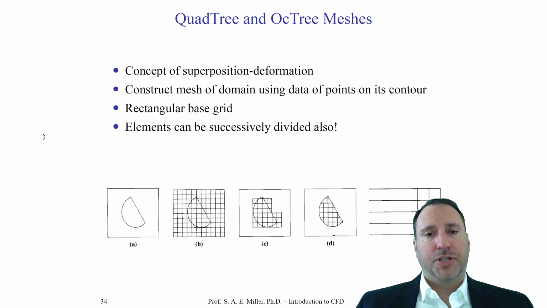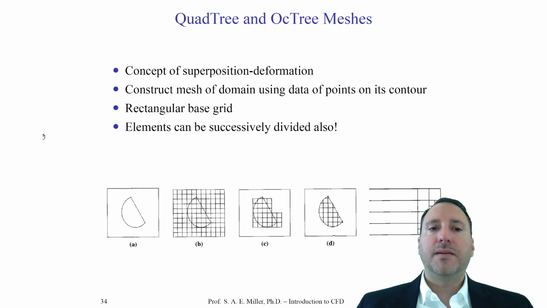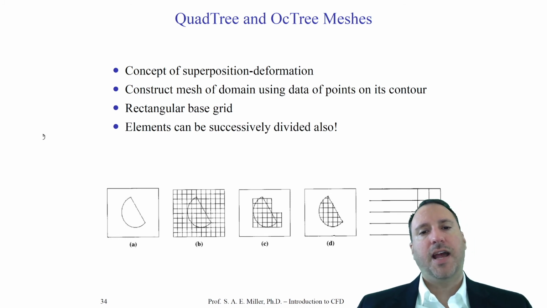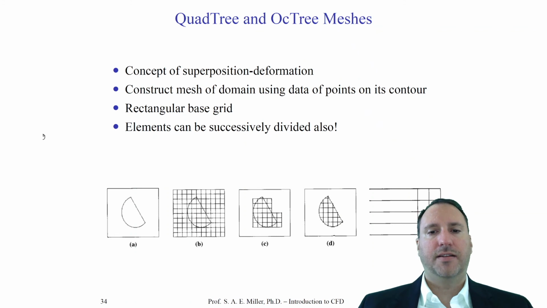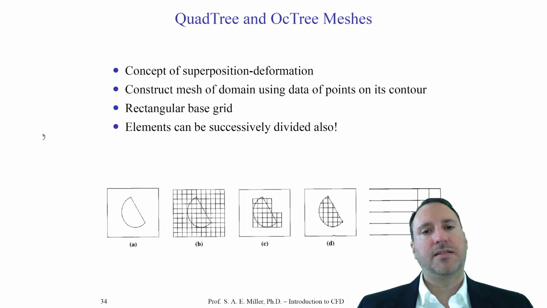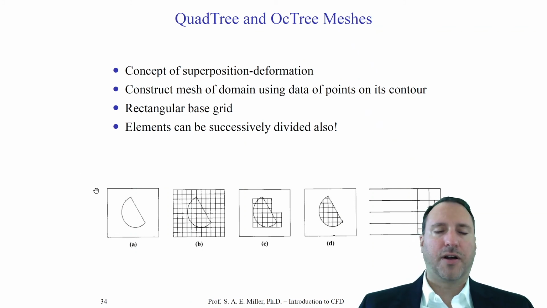There are other approaches. Two, which are a little less popular, are the so-called QuadTree and OcTree mesh generation algorithms. These use the concept of superposition and deformation. Simply, you construct a structured mesh in 2 dimensions or 3 dimensions and remove elements which are not in the interior of the domain. It's most easily understood graphically like the other algorithms.